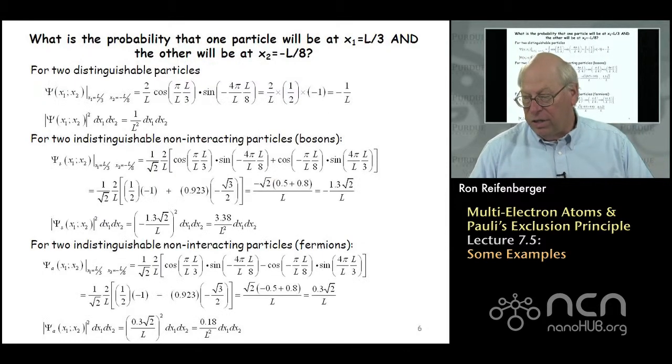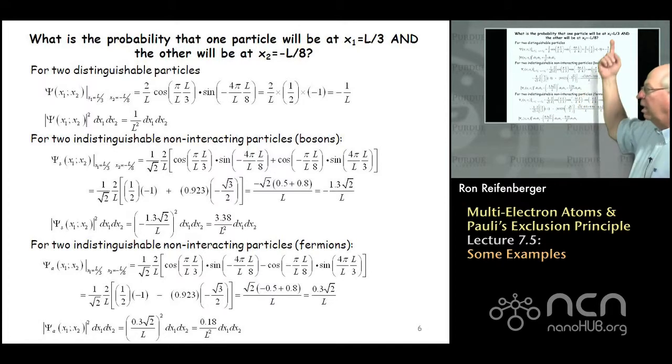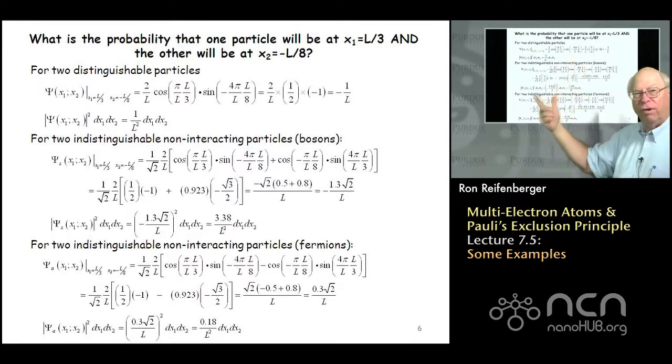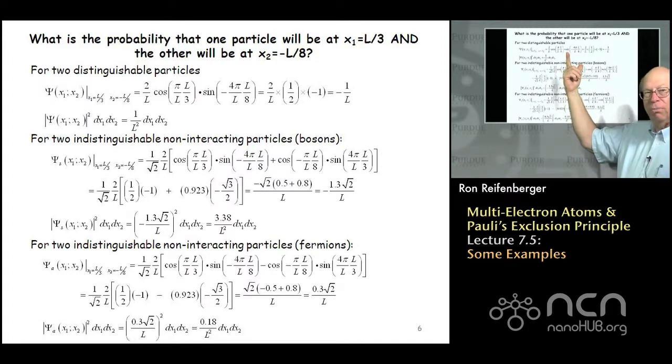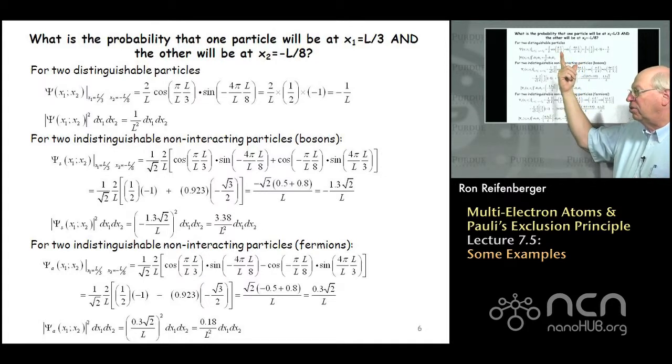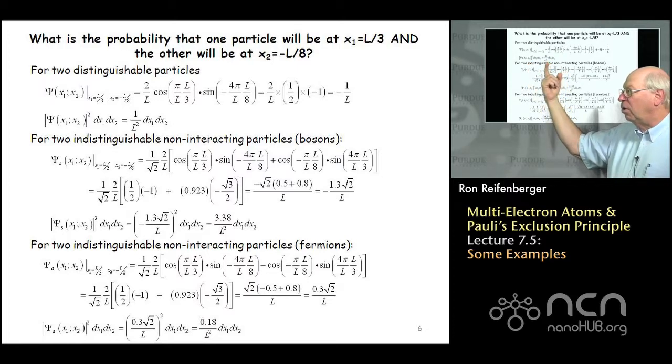So to answer that question, we just have to use x1 equal to L/3 and x2 equal to minus L/8 in the wave functions that we've written down for the three cases. So the first case, the case for two distinguishable particles, right? We substitute x1 equal to L/3 in the wave function. We substitute x2 equal to minus L/8 in the wave function. We have to evaluate these cosines and sines, work out the arithmetic, and what we find is that the wave function squared, the two particle wave function squared, is then equal to 1 over L squared times dx1 times dx2.